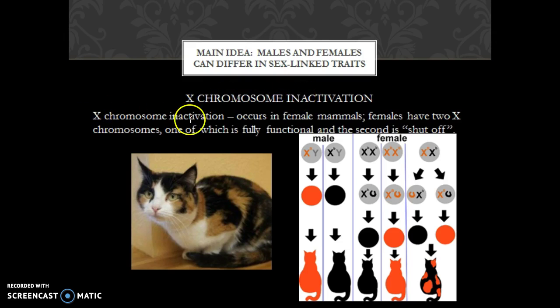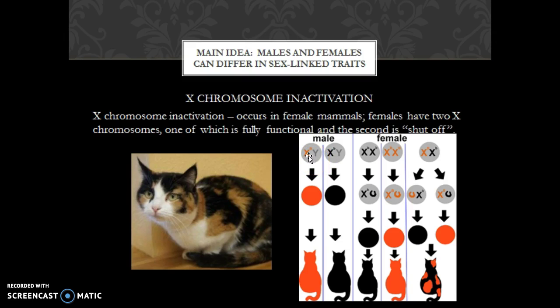So this only happens in female mammals. So any female mammal, this happens. Females have 2 X chromosomes. We just spoke about that. Males just have 1. One of those X chromosomes is fully functional, and all of the genes on that X chromosome are expressed. The second one, however, the second X chromosome, it's turned off. It's not needed, so it just kind of shrivels up and goes away. Males, on the other hand, we just have 1 X chromosome.